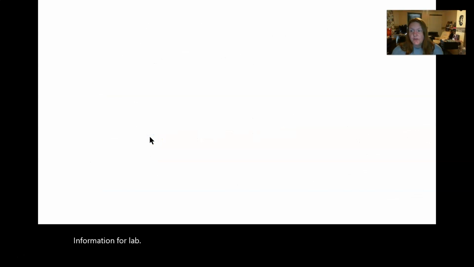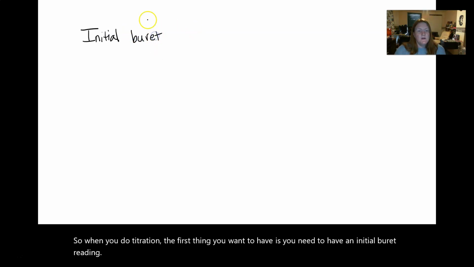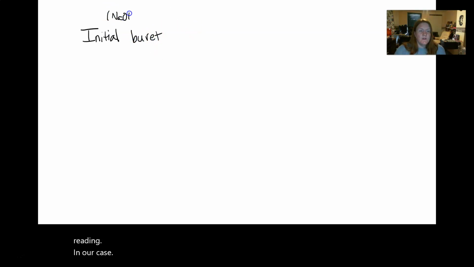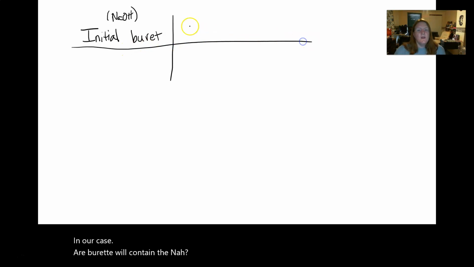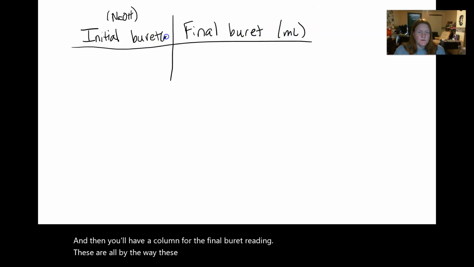So when you do titration, the first thing you want to have is an initial burette reading. In our case, our burette will contain the NaOH. And then you'll have a column for the final burette reading. These are all, by the way, milliliters. I should put that at the top.